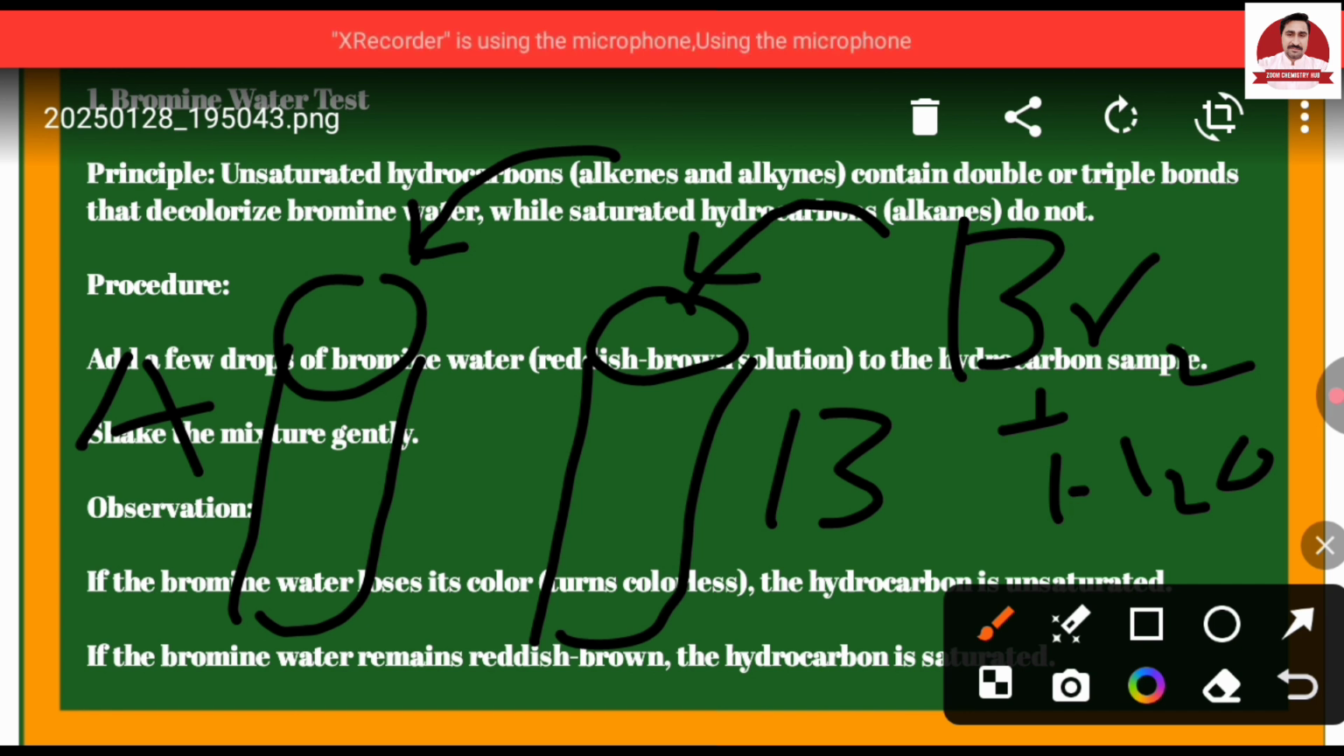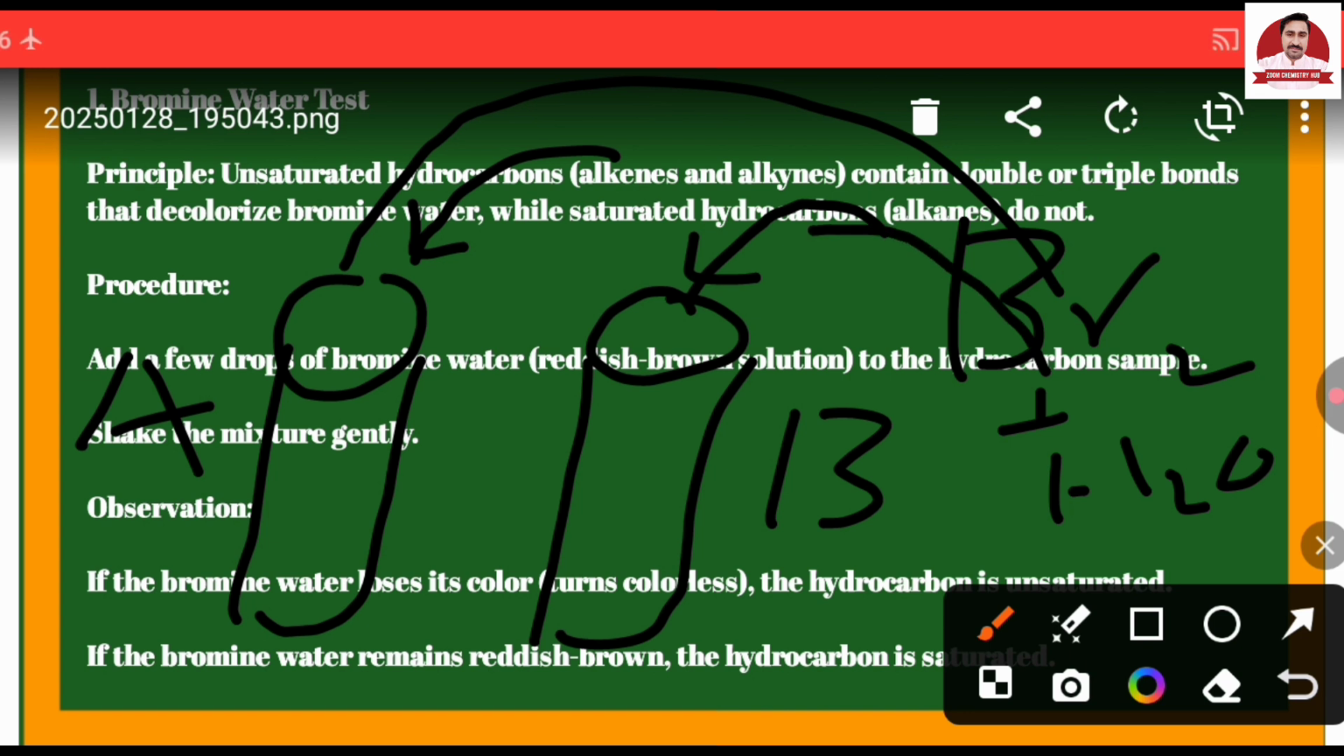First, in test tube A we add this bromine water, and then we add the bromine water solution into test tube B. Then we observe that the test tube A contains unsaturated hydrocarbons, as the color of bromine water, which is reddish brown, will disappear. So in test tube A, the hydrocarbons are unsaturated, that is alkene.